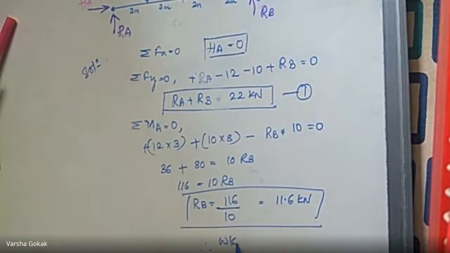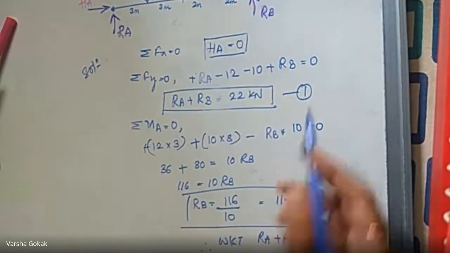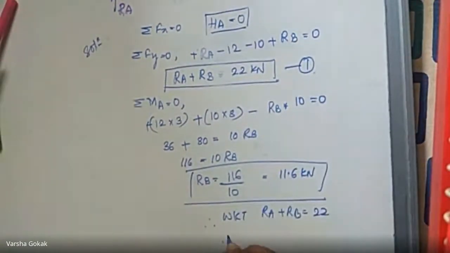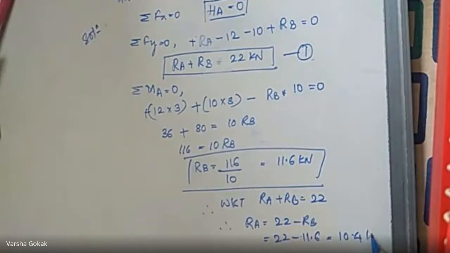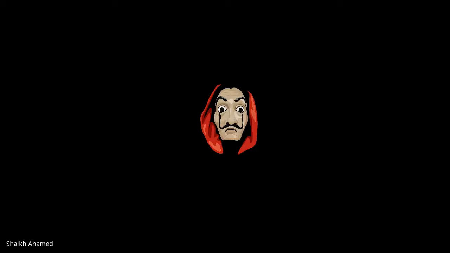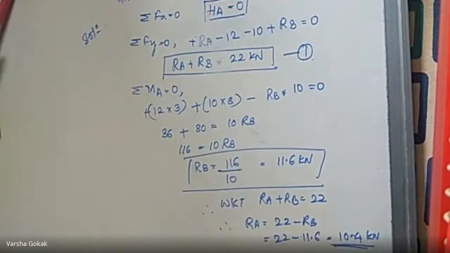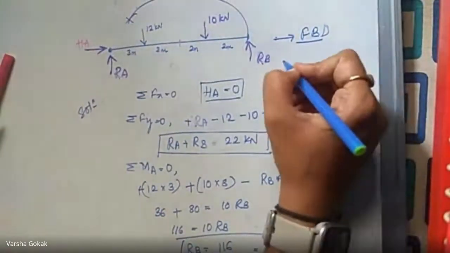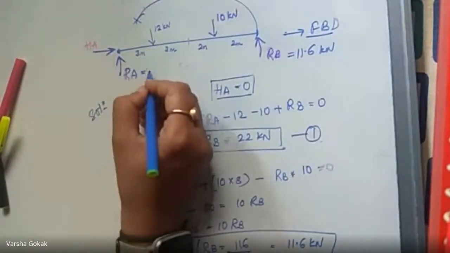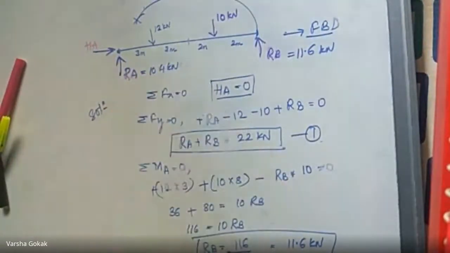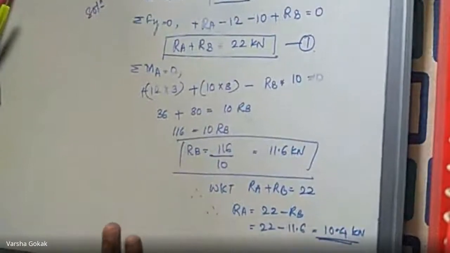Therefore, we know that RA plus RB is 22 from your equation 1. Correct? Therefore, RA would be 22 minus RB, that is 22 minus 11.6, 10.4 kilonewton. So you got a value of RB to be 11.6 kilonewton, and you got a value of RA to be 10.4 kilonewton. So this is what we did.